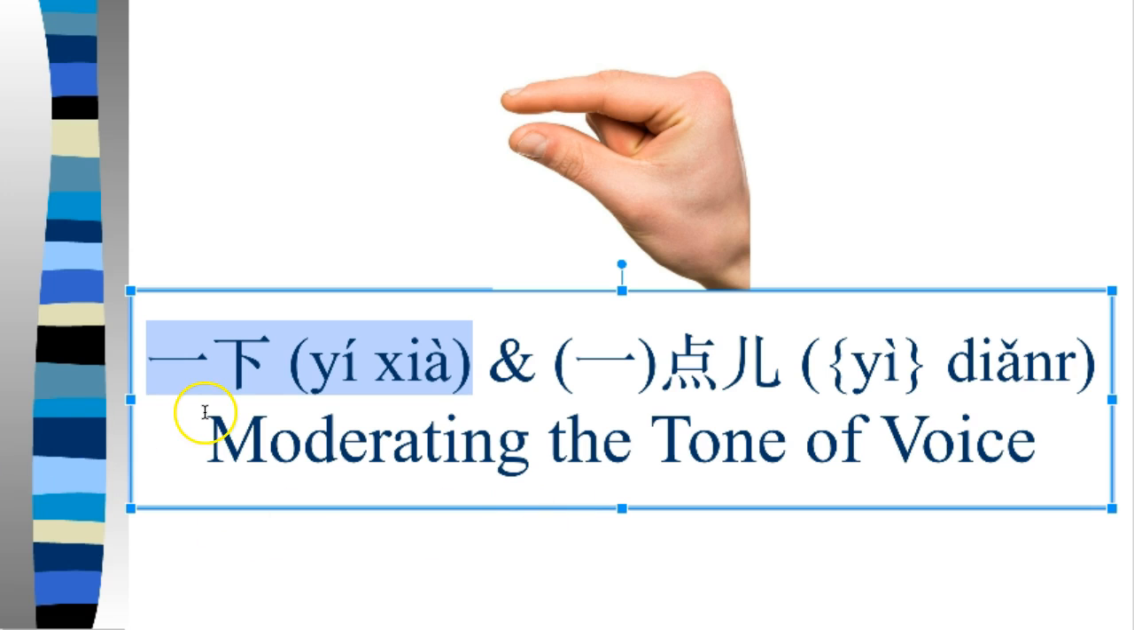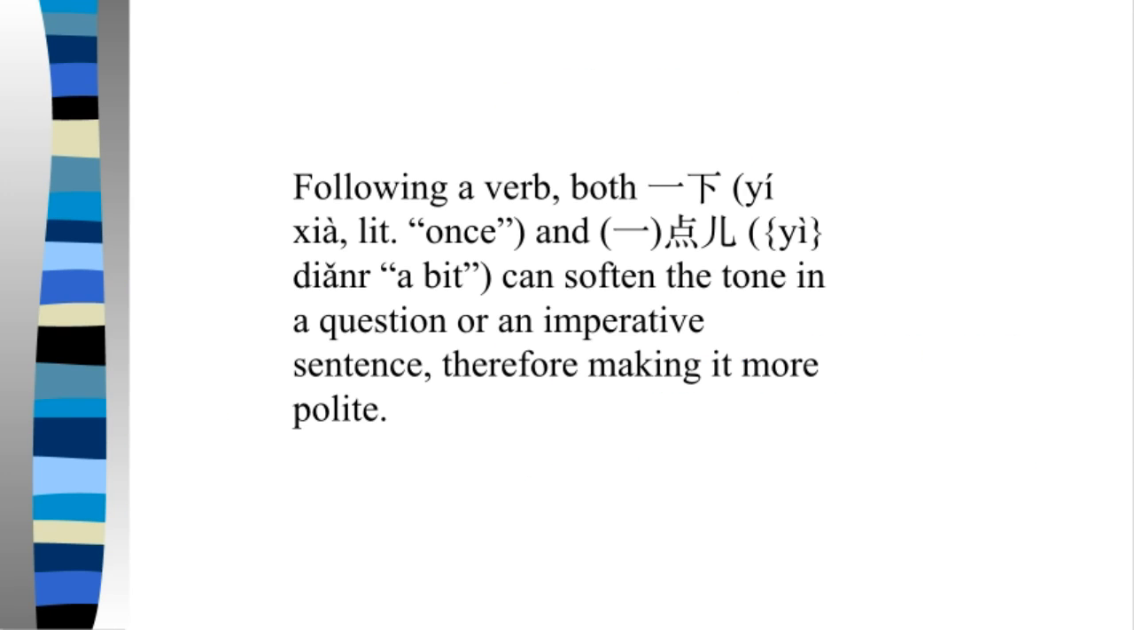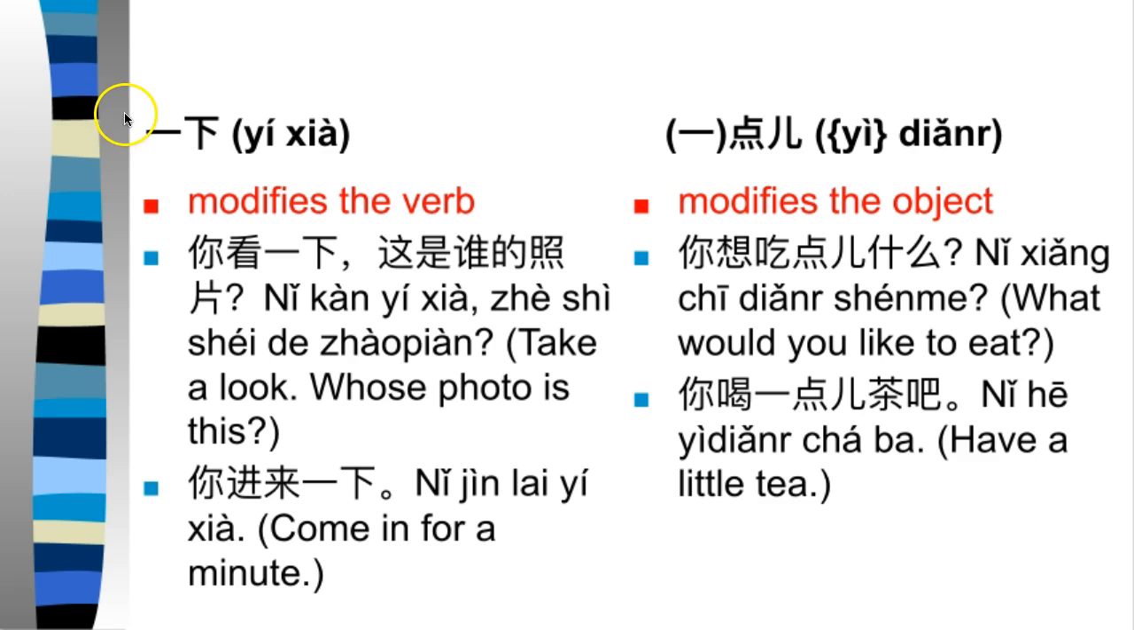But the difference between 一下 and 一点儿 is what you modify with them. 一下 modifies the verb. 介绍一下, 介绍 meaning to introduce. It's a verb, to introduce a little. 一点儿 does not modify the verb, it modifies the object. So 一点儿 comes before the object that it modifies. For example, 你想吃点什么?